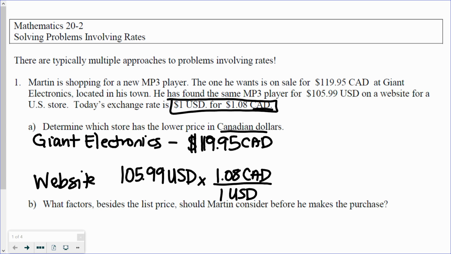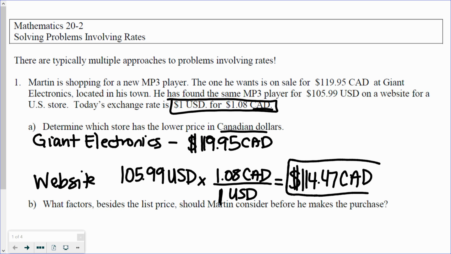So in my calculator, I'm going to punch in 105.99 multiplied by 1.08. Then I could put this divide by 1, but if you're dividing by 1, it's the same thing. So just multiplying the US price by 1.08 gets us 114.47 CAD. So this one is the lower price, right? 114 is less than 119. Do we need to convert it into Canadian dollars to be able to compare it?